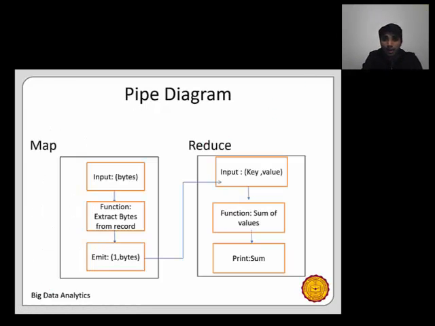And then I have designed a pipe diagram for this. There is an input, which is my bytes, and then there is a function in which I'm extracting bytes from the record, and then I'm emitting the bytes. These things are done by map. And in the reduce part, there is a key value which I will take, and then I'll sum the values, and then I'll print.